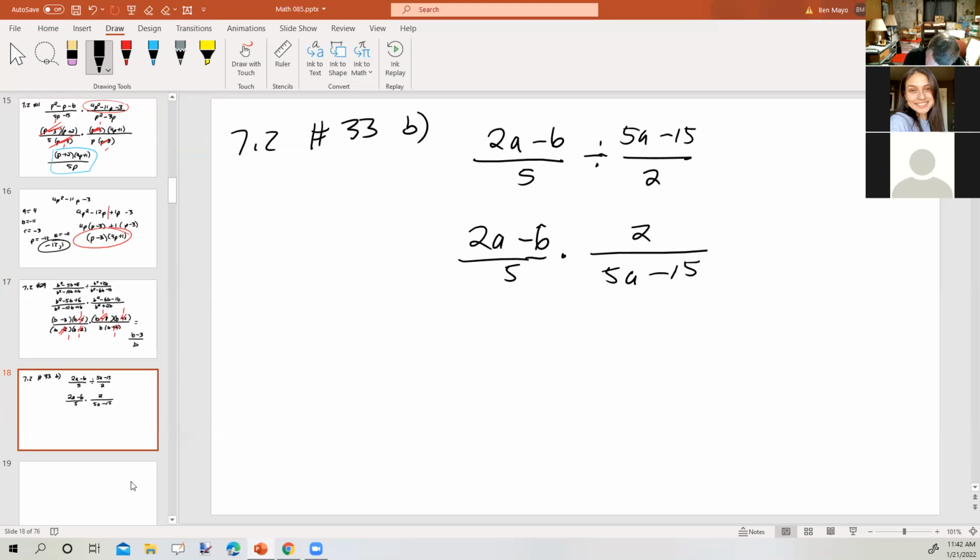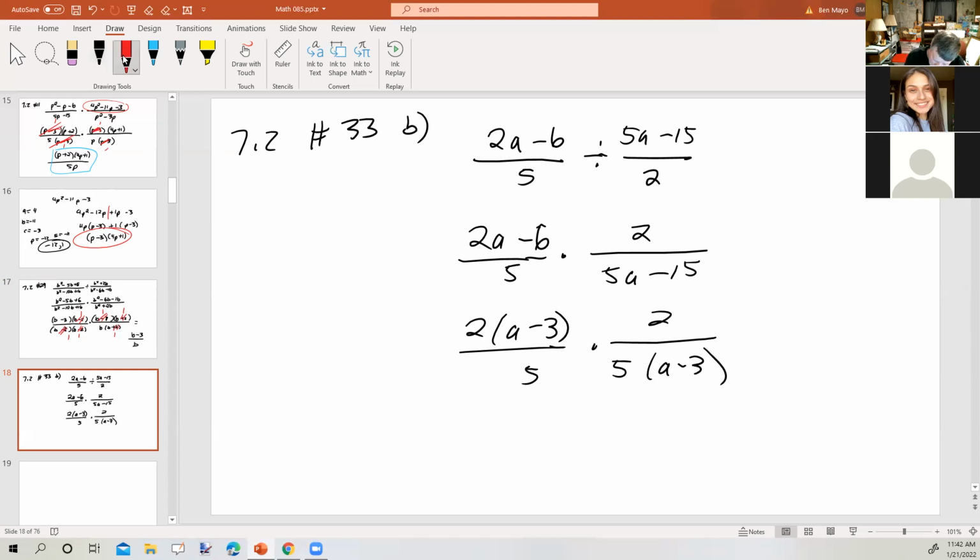Okay. Let's see, I can factor out a 2 there and I get an a minus 3. I can factor out a 5 here and I get an a minus 3. I can reduce out the common factors of a minus 3, and I'm left with 2 times 2 is 4 over 5 times 5 is 25.